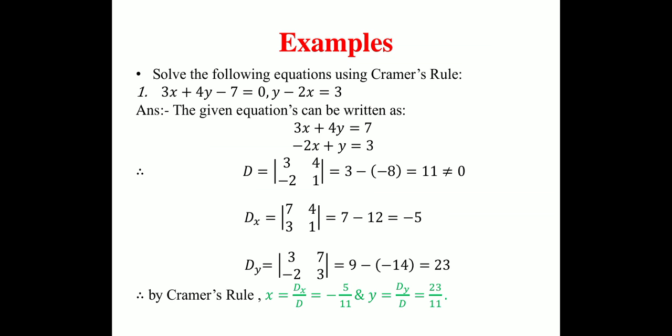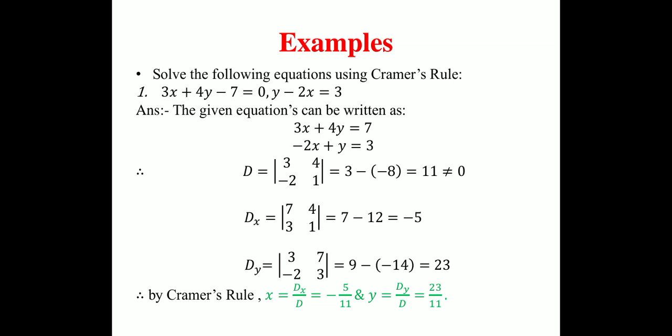Next, see some examples. Example number 1. Solve the following equations using Cramer's rule. The equations are 3x plus 4y minus 7 is equal to 0, y minus 2x is equal to 3. Our standard form of equation is a1x plus b1y is equal to c1, a2x plus b2y is equal to c2. This is the system of equations containing two variables. So find d.